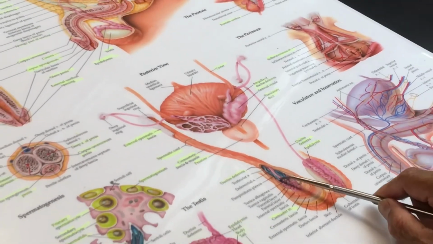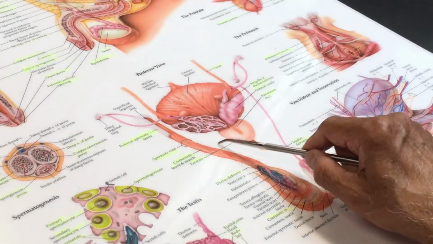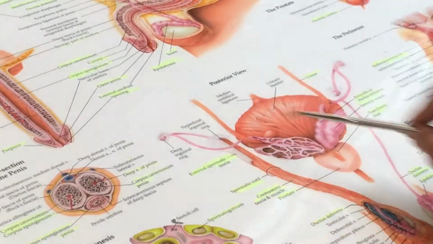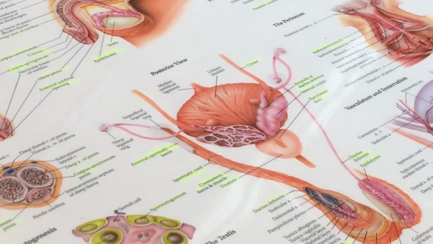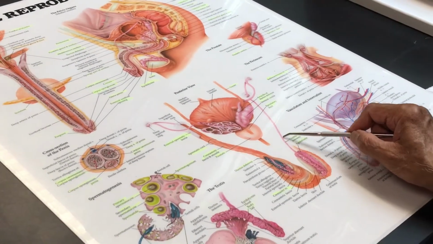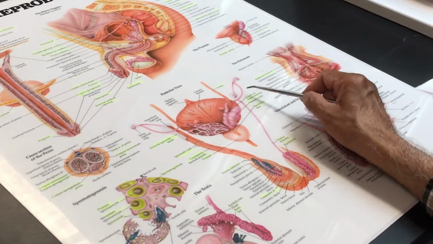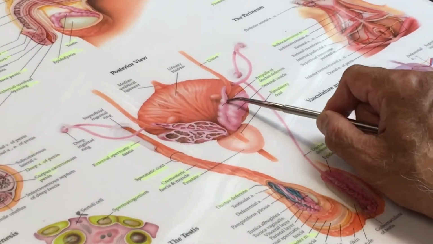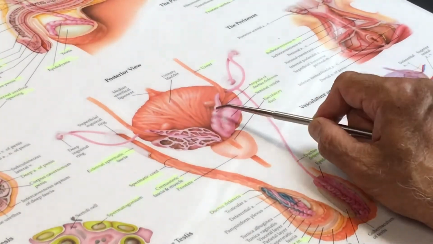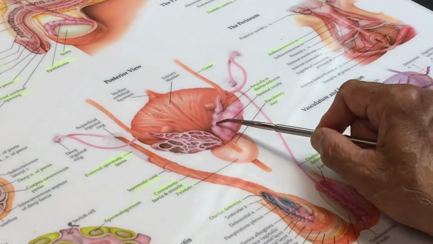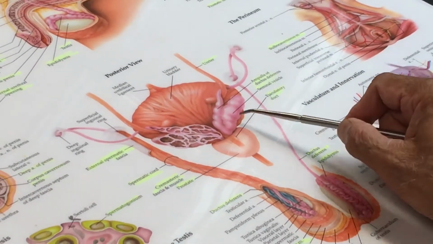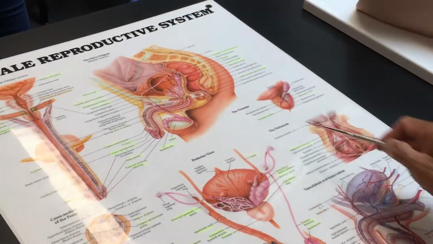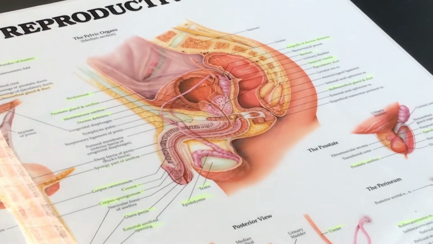As you can see, here is a pampiniform plexus, spermatic cord going through the inguinal canal. This is the vas deferens or ductus deferens. As you can see, it turns here and becomes swollen. The terminal part is called the ampulla of ductus deferens. Then this and the duct of seminal vesicle join to form the ejaculatory duct. You got that?